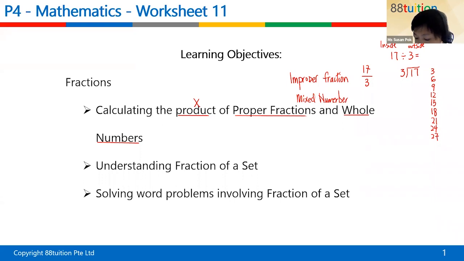So when you have 17, 17 lies between here and here, right? So it must be 15. So let's do this. Copy and paste 15. And then before you go on, you must count. Ready, count. 1, 2, 3, 4, 5. So I have 5, minus 15, and left with 2.